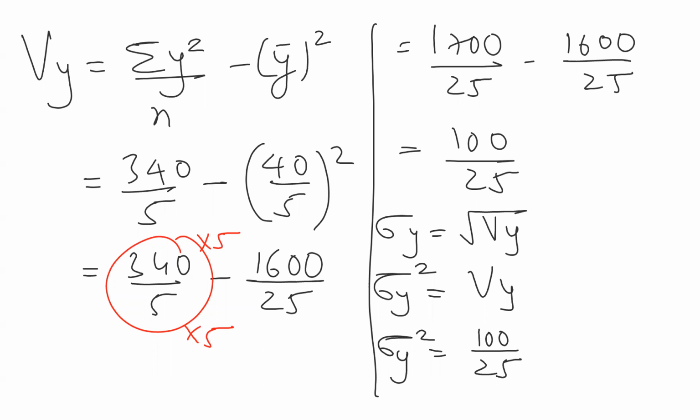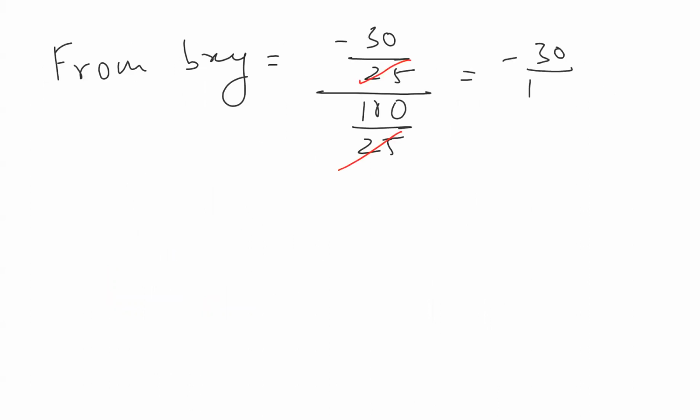Standard deviation of y square is 100 by 25, so bxy is minus 30 by 100. So understand, if we don't divide at the beginning, the end part becomes very easy. Okay, so don't divide again and again. Rather, you can also rely on LCM, otherwise it is your choice, right? So we got bxy from equation number 2.